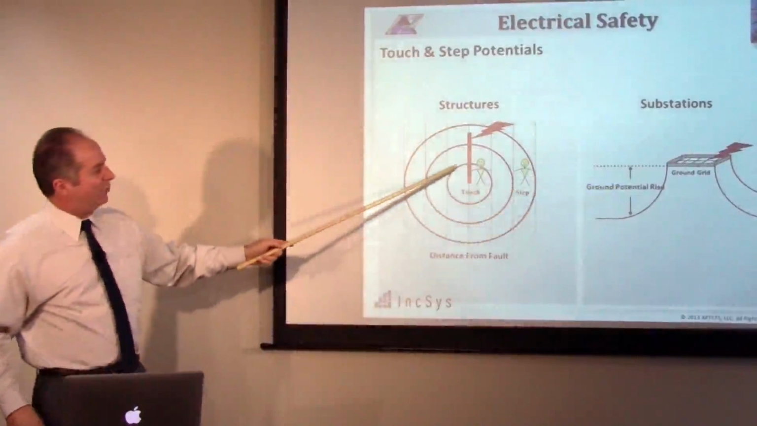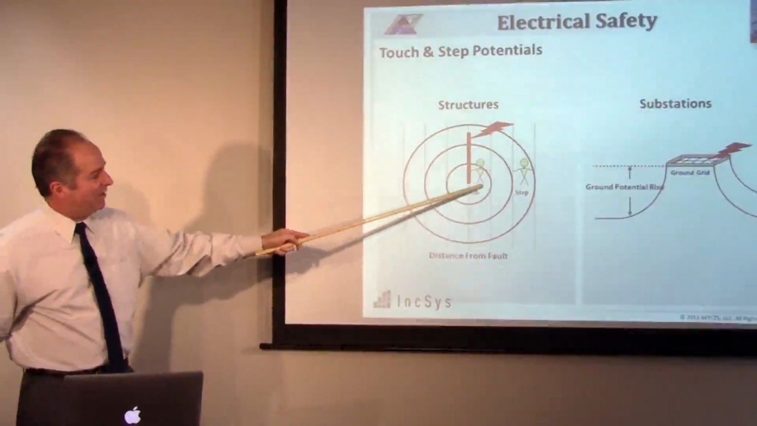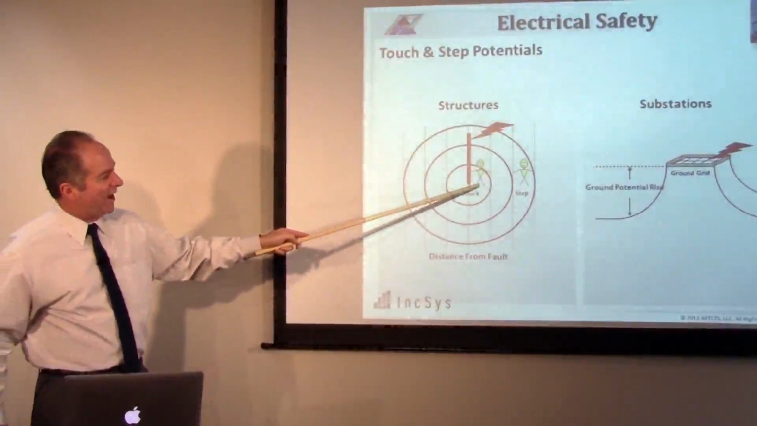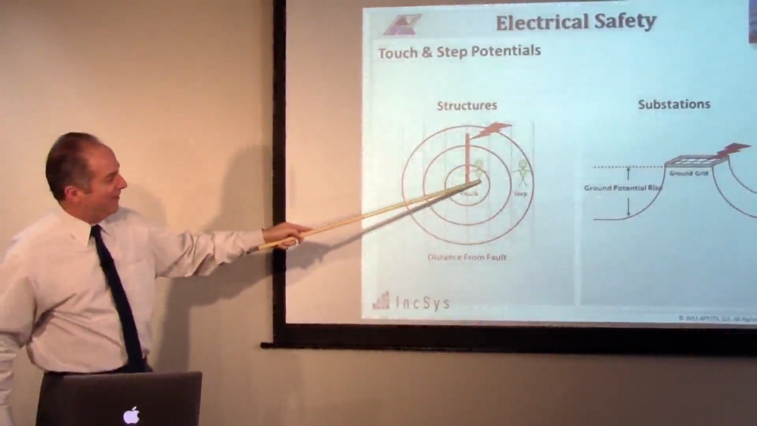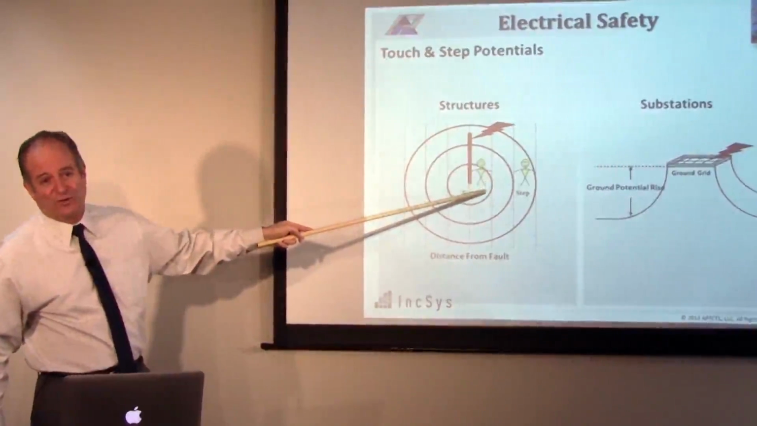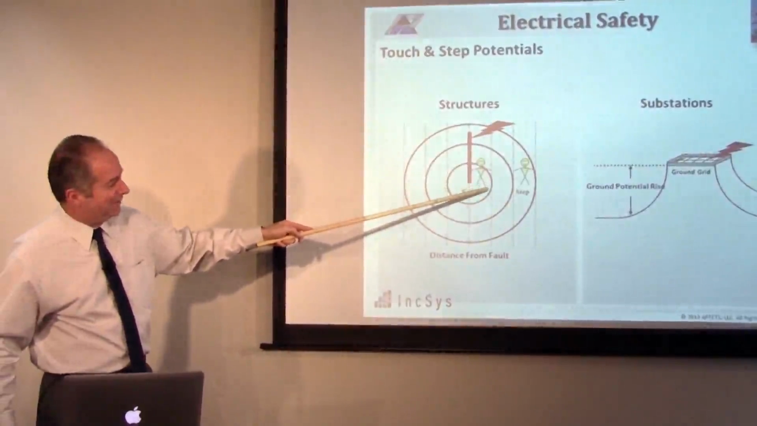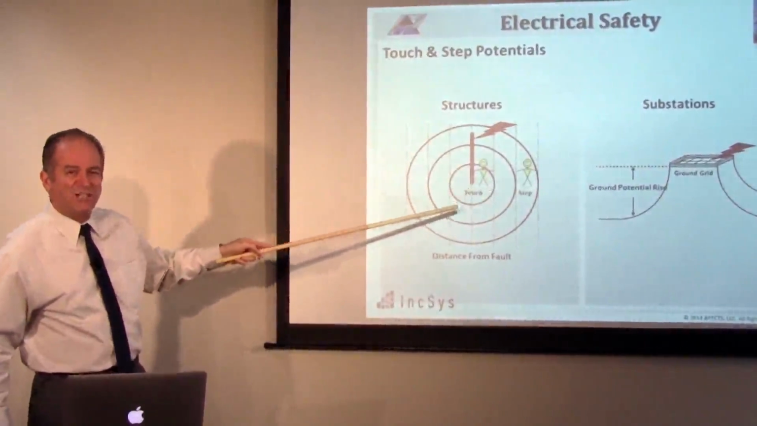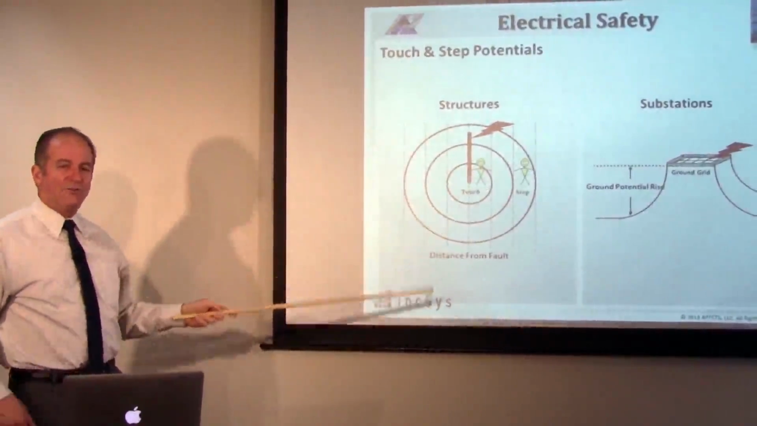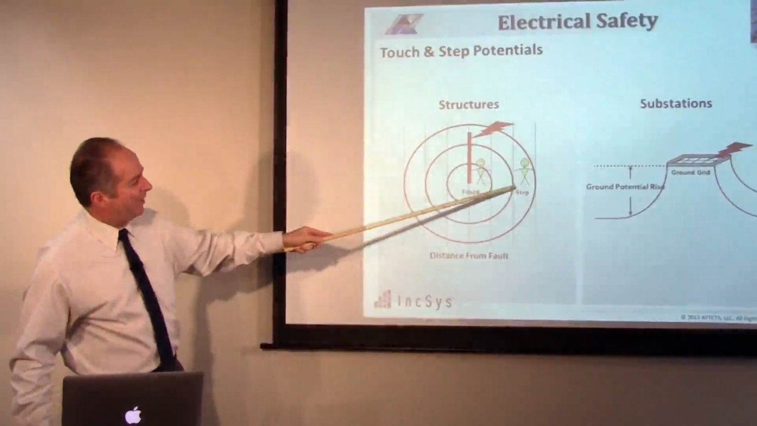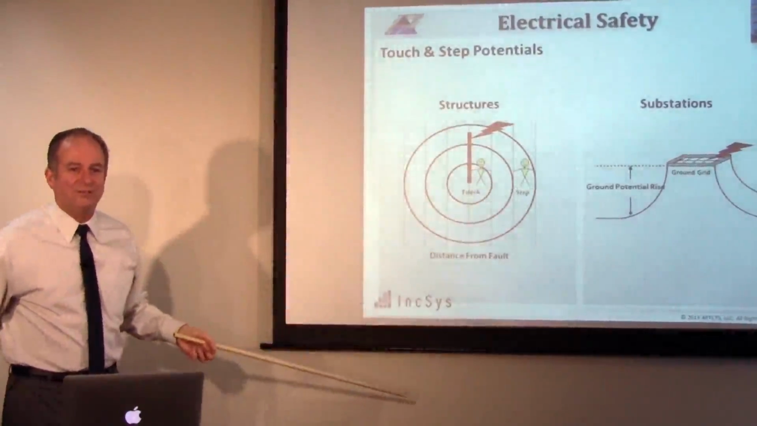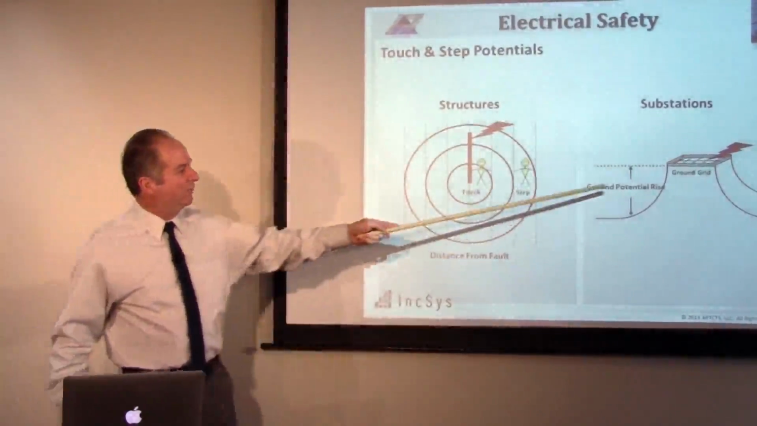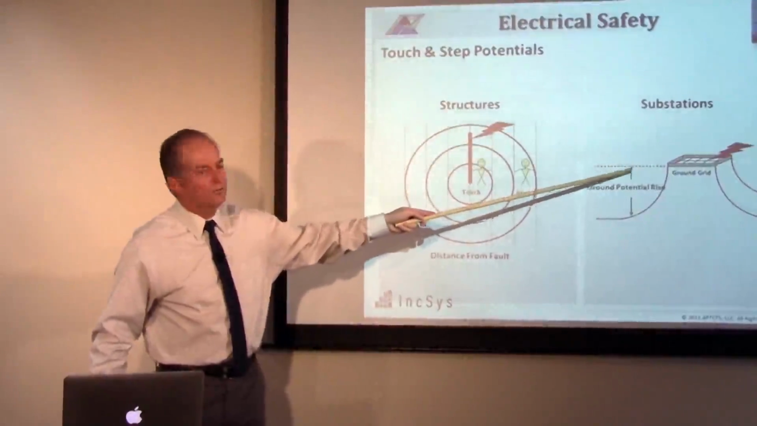So you have what's called touch potential. If you're standing where the voltage in the earth is dropping and you're touching one object at one voltage, standing barefoot would be the worst case, with a difference of potential, you'd have a touch potential issue. Also, if you were barefoot and standing away from there, there's going to be a difference of potential just between your feet. So as you're walking away from here, there could be a difference of potential.